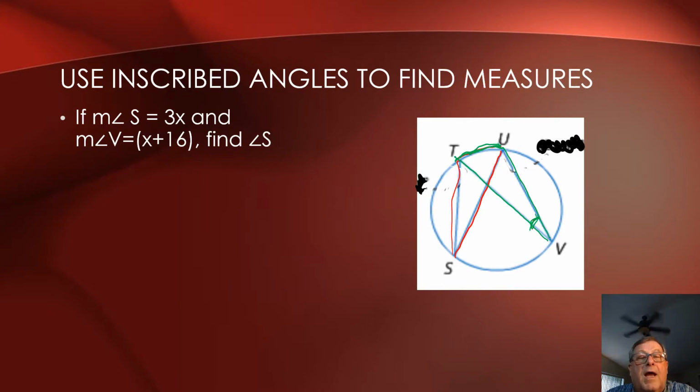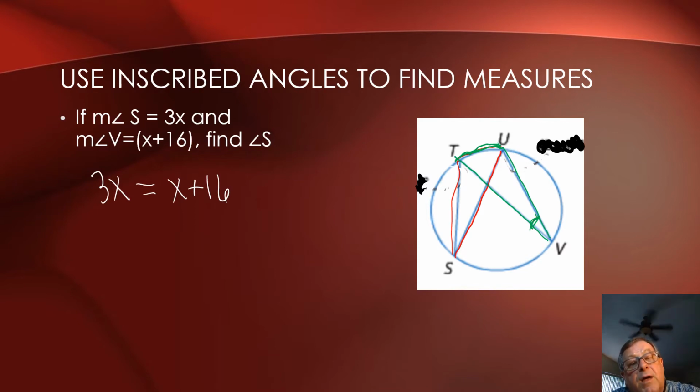So since the inscribed angle S and the inscribed angle V intercept the same arc, which is TU, then they must be congruent. And so we're asked to find the measure of angle S. Well, if they're congruent, they're going to be equal to each other. So since the measure of angle S is 3x, and the measure of angle V is x plus 16, and since they intercept the same arc, they are going to be congruent or equal to each other, we can just solve for x first, and then we'll solve for the measure of angle S.